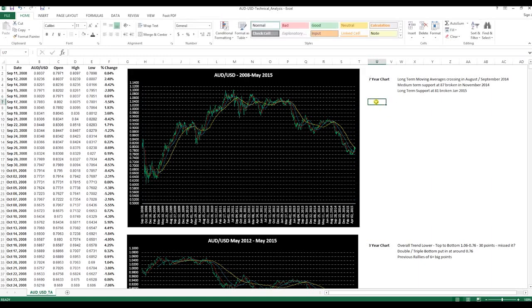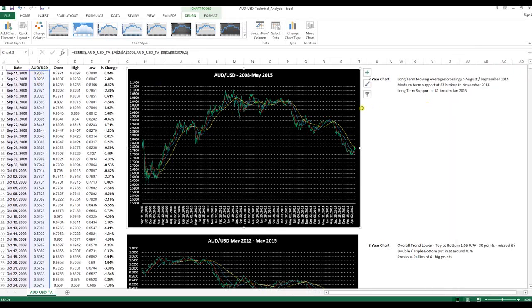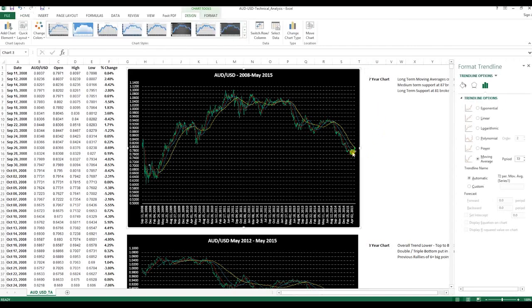Now, on the chart, we have our green line, which is the data for the Aussie dollar, US dollar exchange rate. So if you just double click on that, you can see that we're referencing the dates and the actual value of the exchange rate. We also have these colored lines here. These are actually our moving averages. So if you double click on them, you'll be able to see the periods.